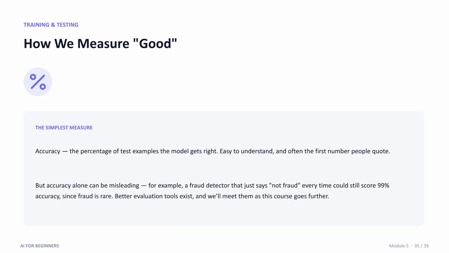How do we measure success? The simplest metric is accuracy, the percentage of test cases the model gets right. However, accuracy can be misleading, especially with rare outcomes. A model might look 99% accurate while failing to detect the one case that actually matters. Better evaluation tools are available, which we will explore as we progress.